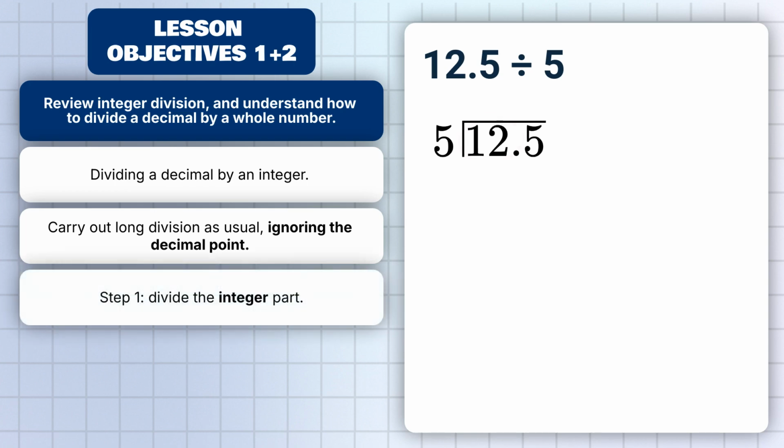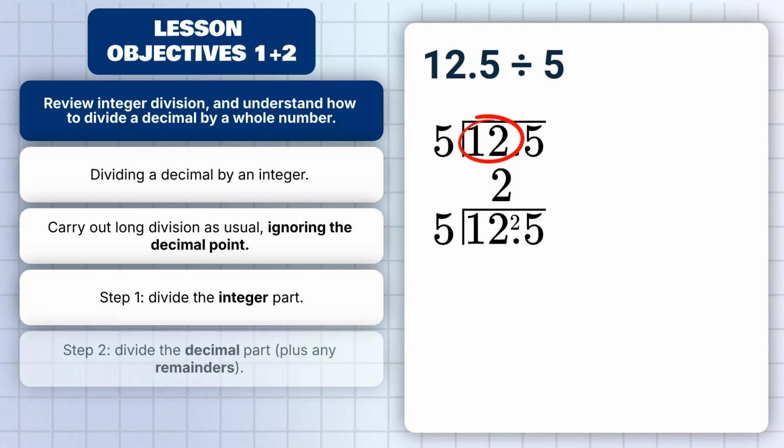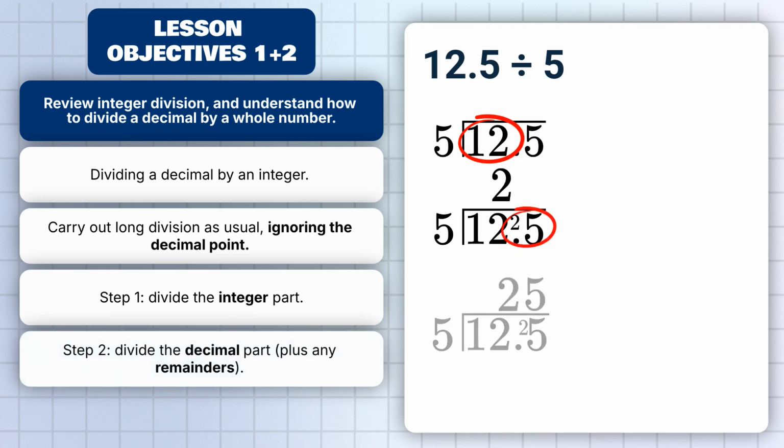First, divide the whole number part. 5 doesn't go into 1, so we have to use a partial dividend of 12. 12 divided by 5 gives 2 with a remainder of 2. So we carry the 2 across, creating 25. Then we divide 25 by 5, which gives 5. So 125 divided by 5 is equal to 25.